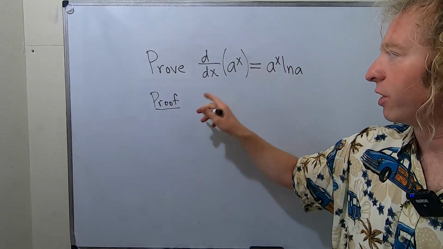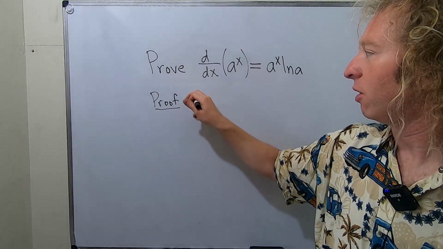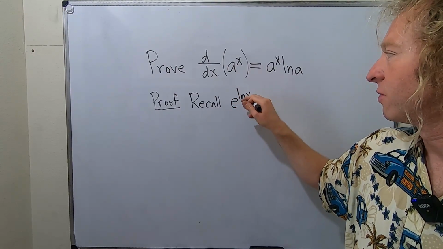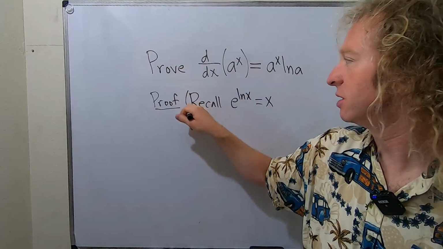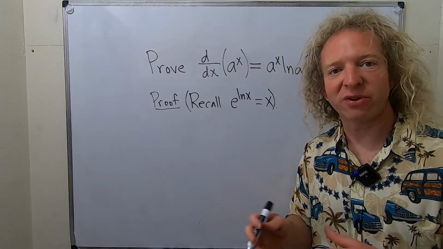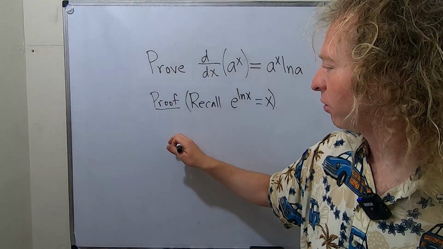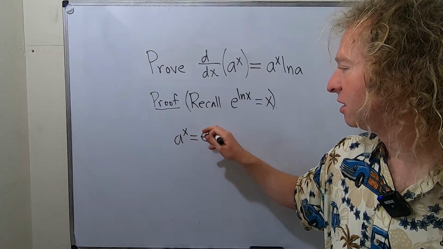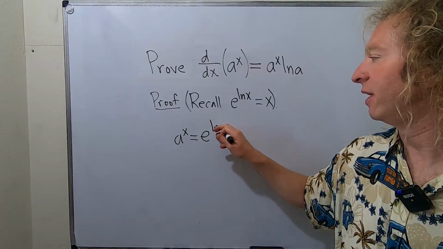In order to prove this, we're going to rewrite a to the x. Recall that if you have, say, e to the ln x, that's equal to x. So we're going to use this in the proof because the e and the ln cancel, they're inverse functions. So here, we're going to take a to the x and write it like this: e to the ln of a to the x.